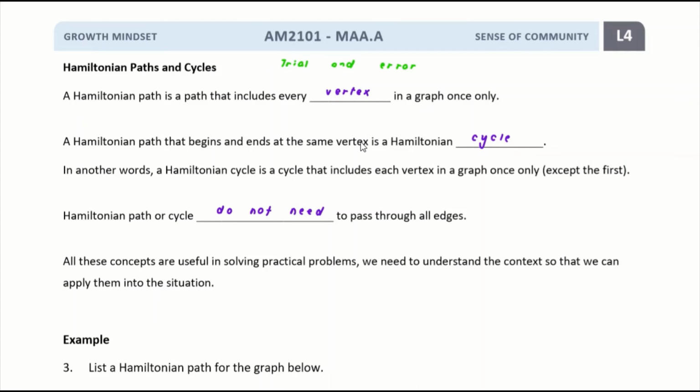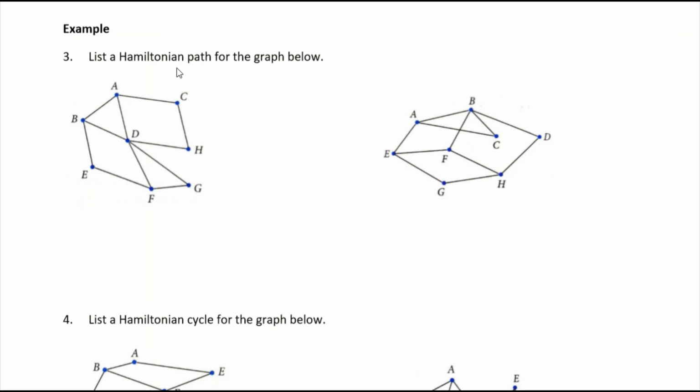Okay, so the notes for the Hamiltonian are actually quite short. So let's start with the example. Example 3: list a Hamiltonian path for the graph below.